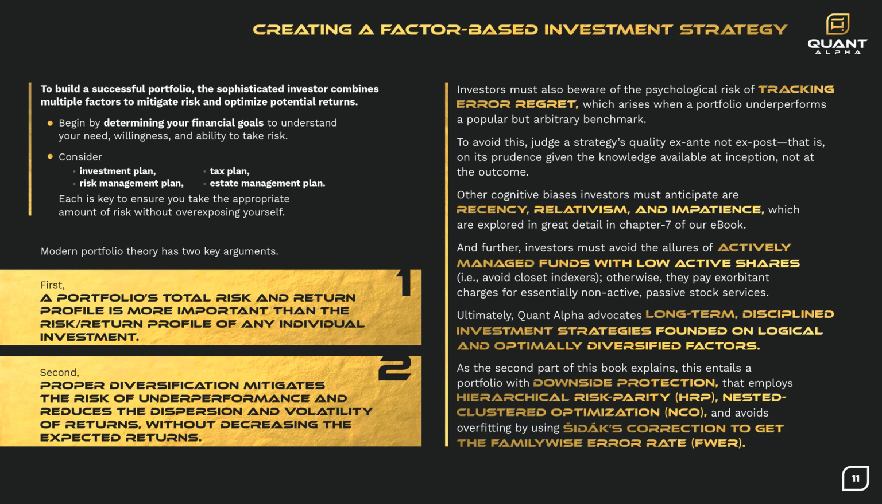Other cognitive biases investors must anticipate are recency, relativism, and impatience, which are explored in great detail in Chapter 7 of our ebook. And further, investors must avoid the allures of actively managed funds with low active shares, i.e., avoid closet indexers. Otherwise, they pay exorbitant charges for essentially non-active passive stock services. Ultimately, Quant Alpha advocates long-term, disciplined investment strategies founded on logical and optimally diversified factors. As the second part of this book explains, this entails a portfolio with downside protection that employs hierarchical risk parity, HRP, nested clustered optimization, NCO, and avoids overfitting by using Sidak correction to get the family-wise error rate, FWER.